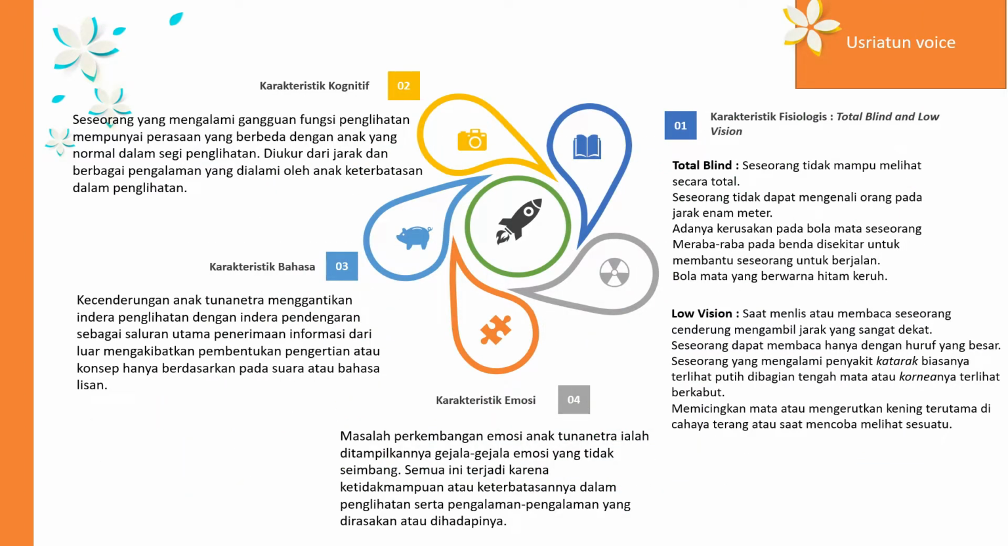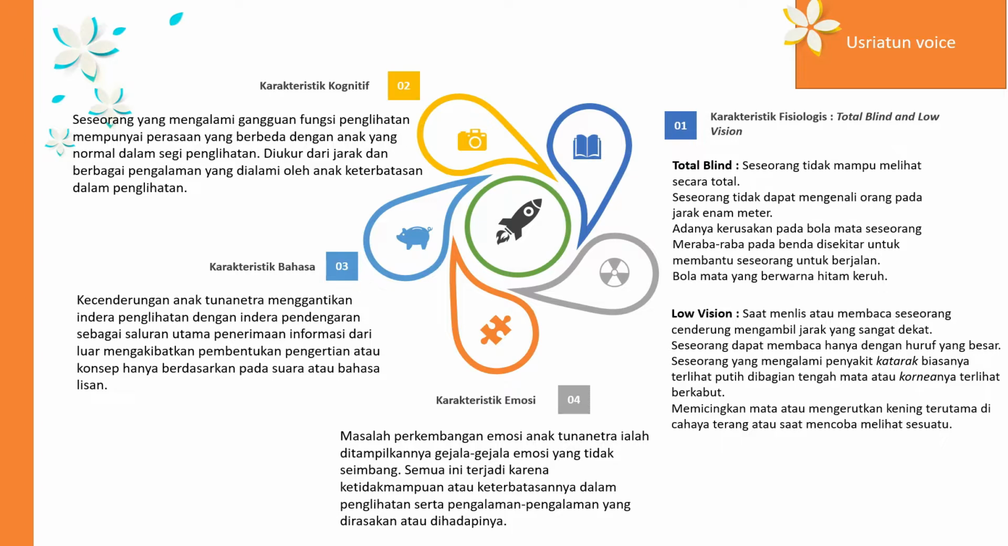After understanding the meaning of blind, we will explain about its characteristics. There are 4 characteristics of the blind, namely: 1. Physiological characteristic: total blind and low vision. Total blind, a person is not able to see in total. One cannot recognize people at a distance of 6 meters. One gropes at objects around to help in walking. The black of the eye is murky.